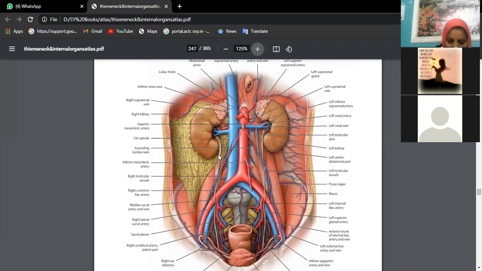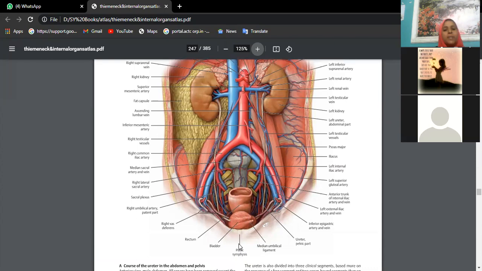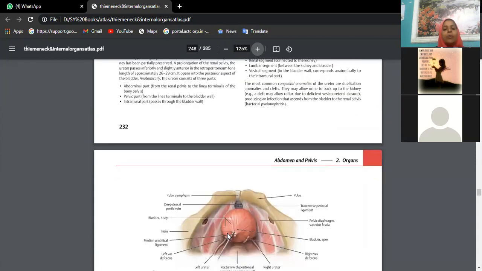Once it is continuing its journey in the abdominal part, now it is entering into the pelvis. So this is the pelvic part, where it is crossing the internal iliac vessels and its branches, and finally we know it is piercing the urinary bladder. That is the intravesical part. Finally, it opens on either side of trigone.